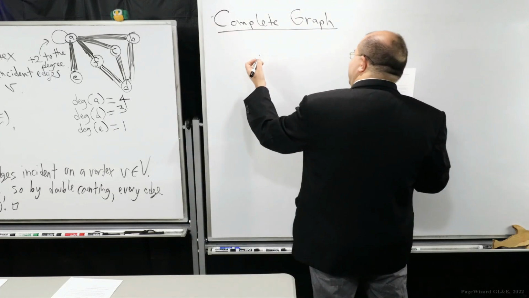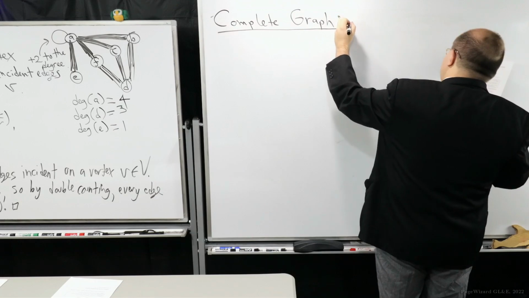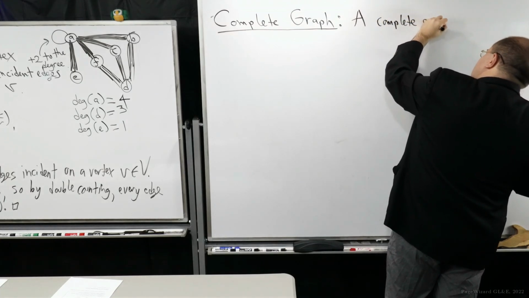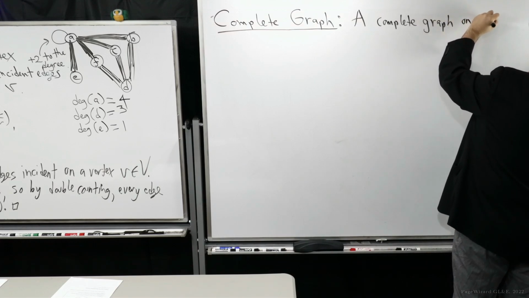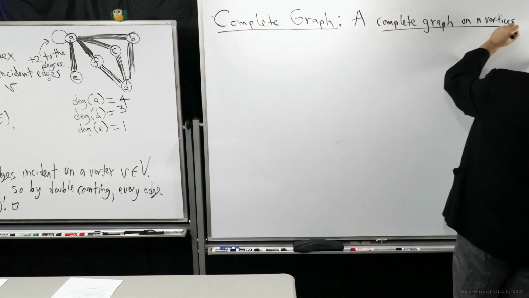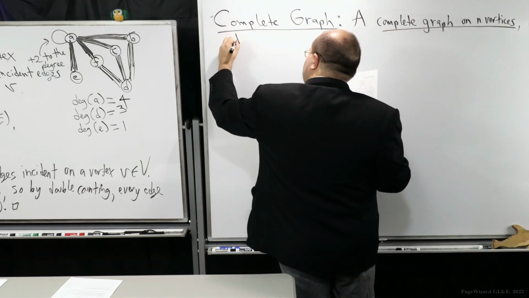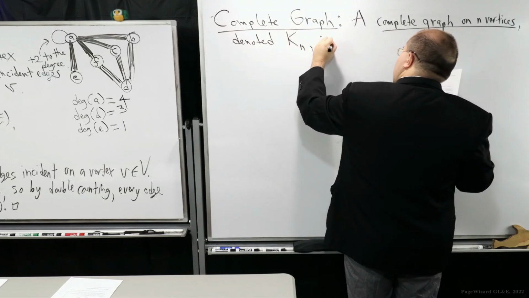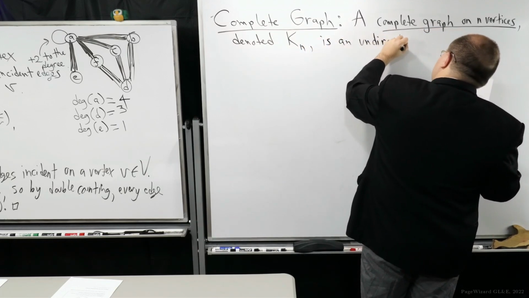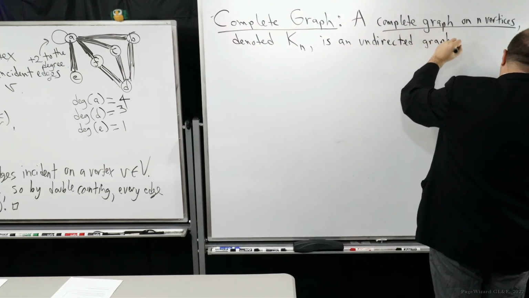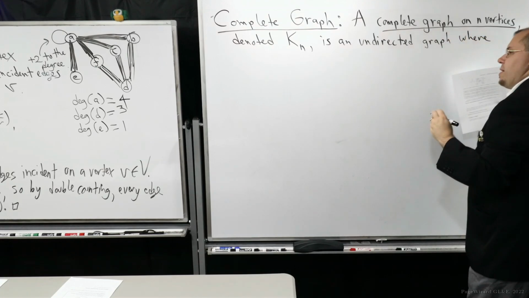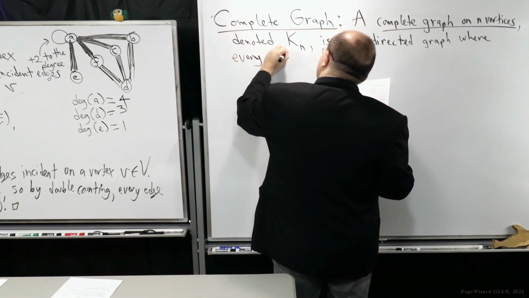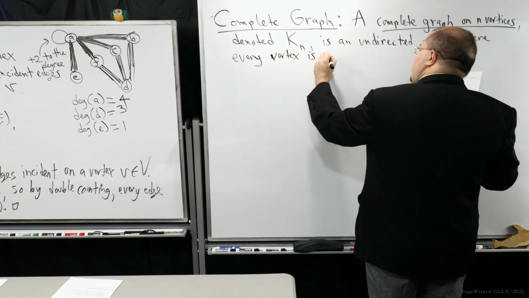So what is a complete graph? A complete graph on n vertices, which often in the literature is denoted with a capital K with a subscript n, is an undirected graph where every vertex is adjacent to every other vertex.